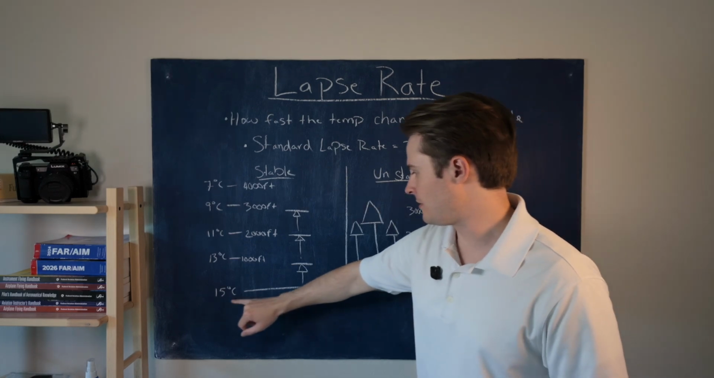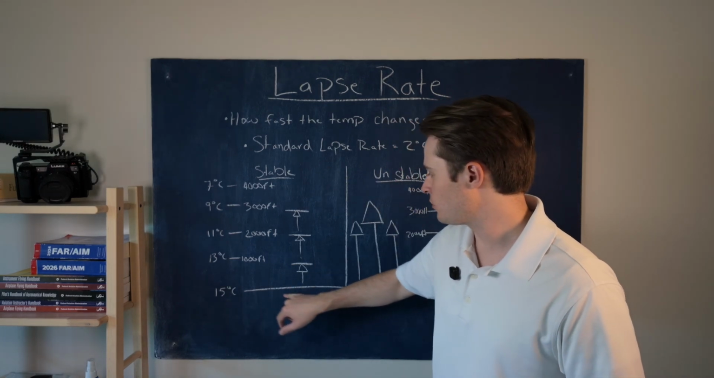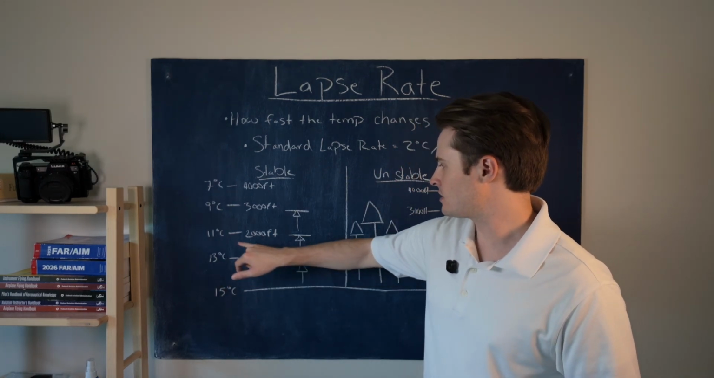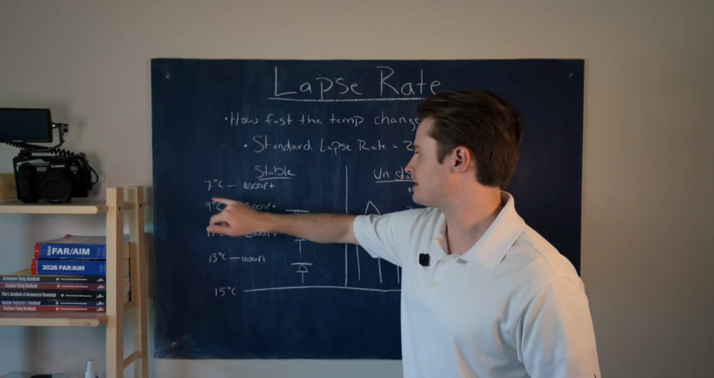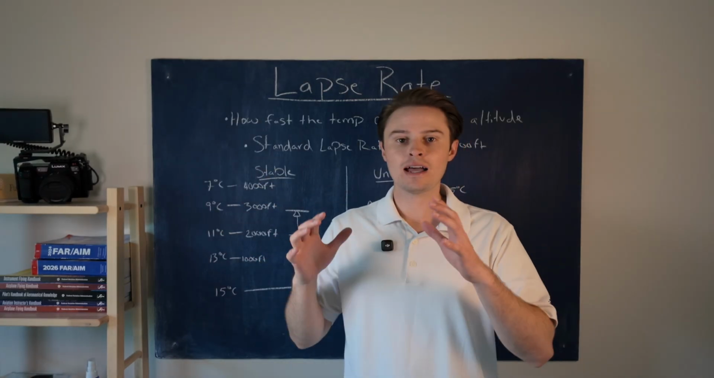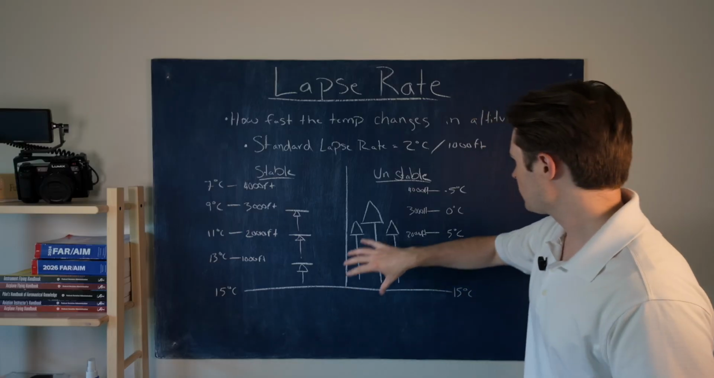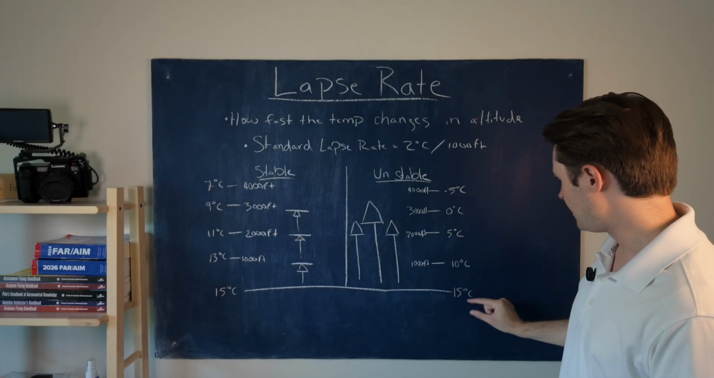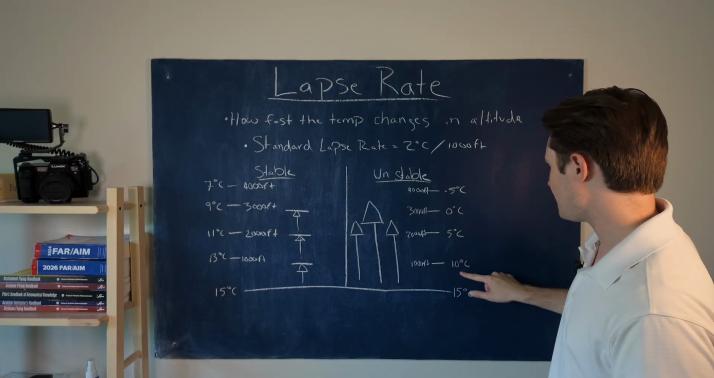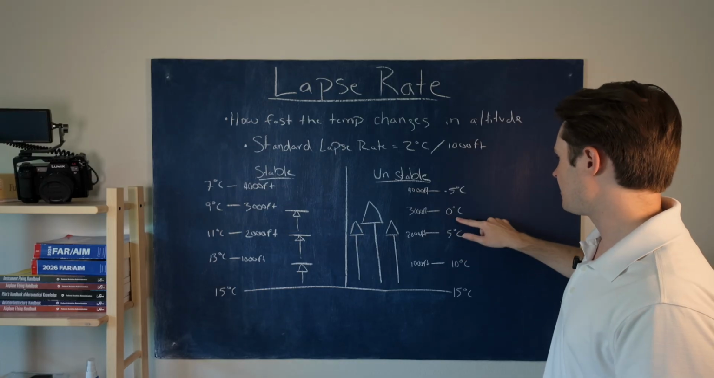So a stable lapse rate, we have 15 degrees Celsius at sea level, 13 degrees Celsius at 1,000, then 11, then 9, then 7, all the way up. It all has to do with the heat that's rising. If we look at an unstable lapse rate, you see 15 degrees Celsius at sea level, then it drops to 10 degrees, then 5, then 0.